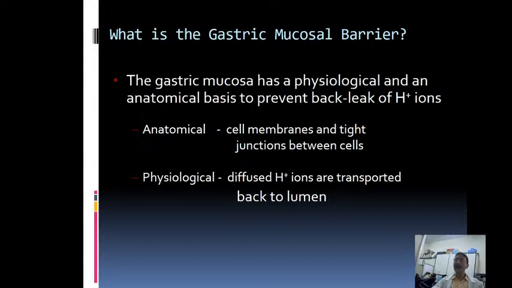What is the physiological barrier? The physiological barrier is where the diffused hydrogen ions are transported back into the lumen so that the hydrogen ions do not enter into the gastric wall.